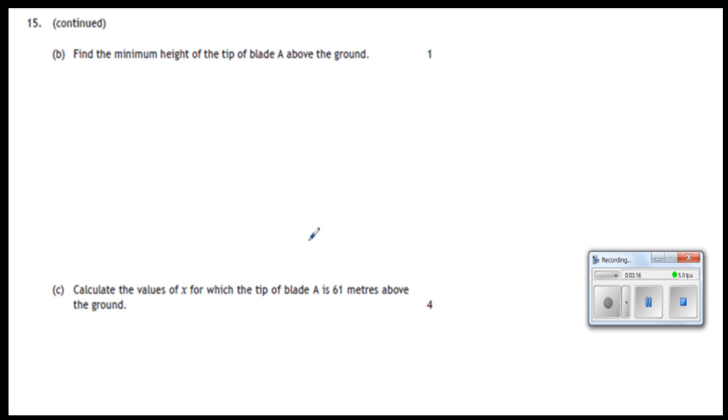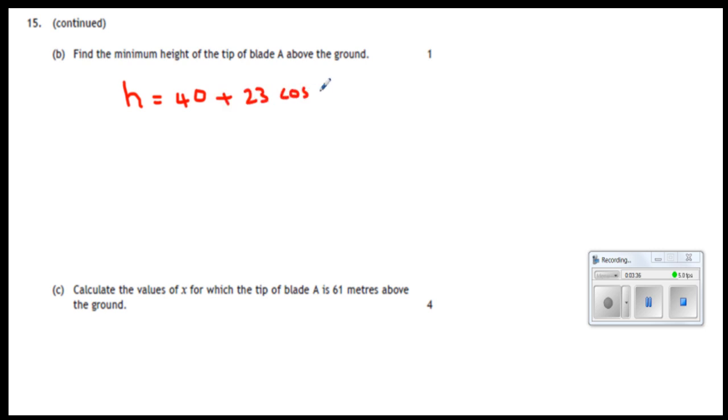Now this part here, it's also only for 1 mark. It says find the minimum height of the tip of the blade above the ground. Now what we've got to do is think about what this formula is. So h is equal to 40 and the formula is plus 23 cos x.